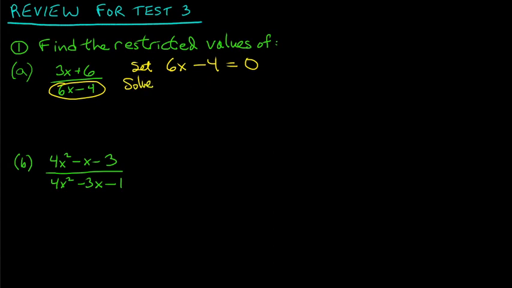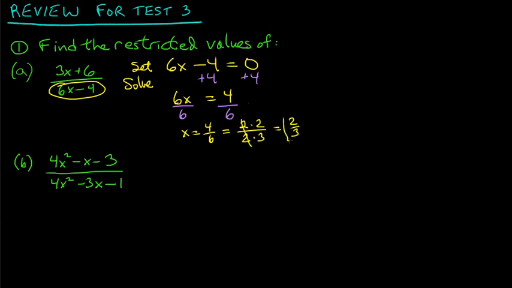To solve it, and this is just a pretty straightforward linear equation, I'm just going to add the 4 to both sides, giving me 6x equals 4, and then divide both sides by 6, right? And so that gives me x equals 4 over 6, which of course simplifies to 2 over 3. Just cancel the 2's, right? So that's the restricted value, and that's all there is to it, right?